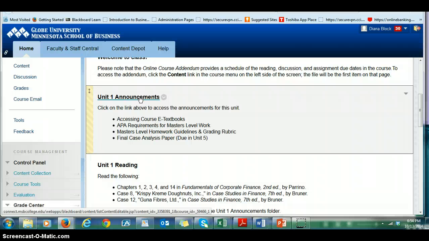And also take note that there are 2 books. You will have a corporate finance textbook we'll do a lot of reading out of, and then you'll also have the case book that'll have the actual cases that we're going to discuss and that you're going to turn in assignments on.